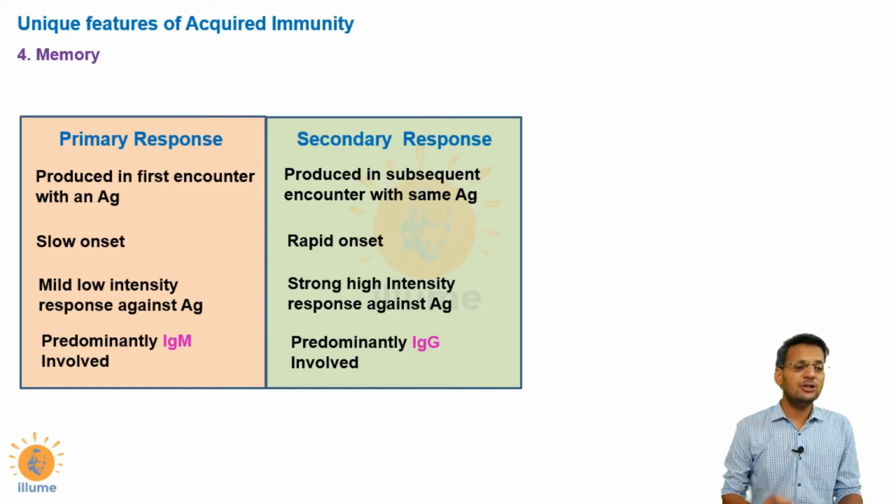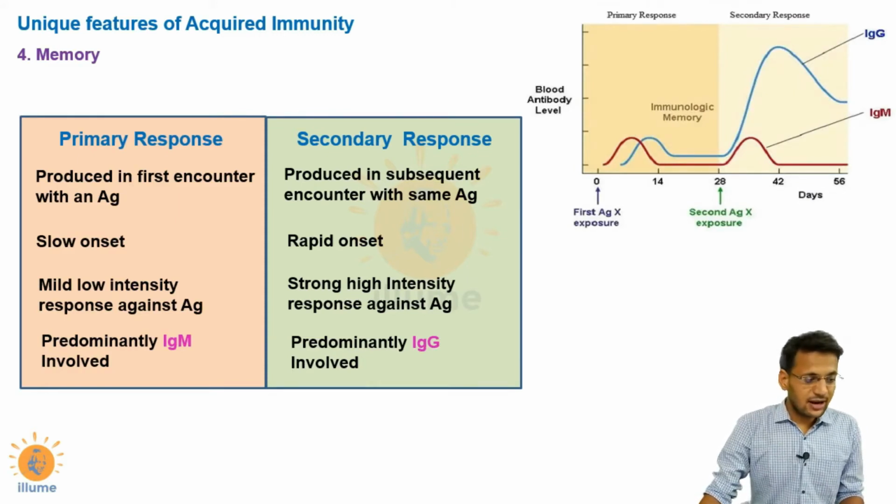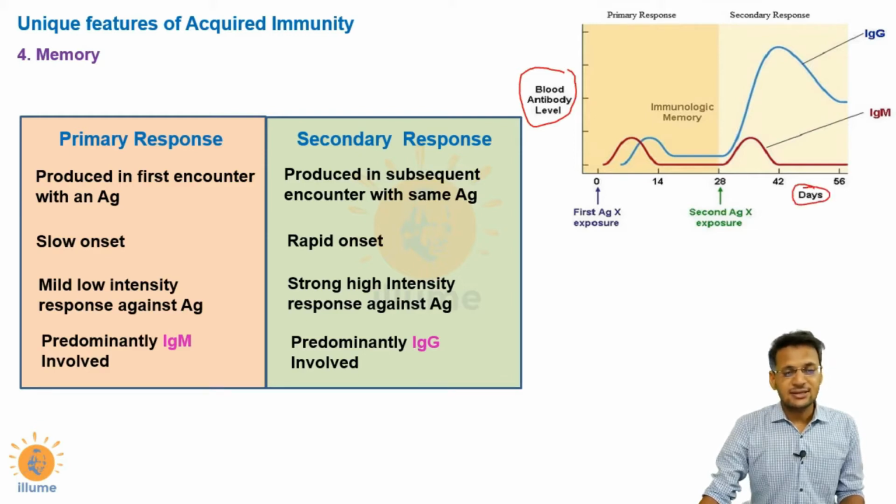In the primary immune response, IgM has a dominant role, but in the secondary response the main antibody responsible is IgG. I'll explain this by a simple graph. In this graph, the blood antibody level is plotted on the y-axis and days or time on the x-axis. This is the first antigen exposure, the first time there was an antigen inside the body, and your body is producing some concentration of antibodies.